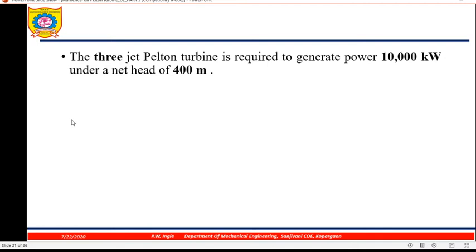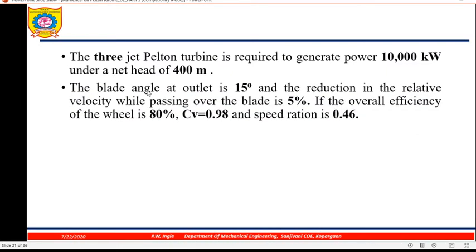So today again we will continue to solve the problems on Pelton wheel turbine. So I read the statement. A 3-jet Pelton turbine is required to generate a power of 10,000 kilowatt under a net height of 400 meter.